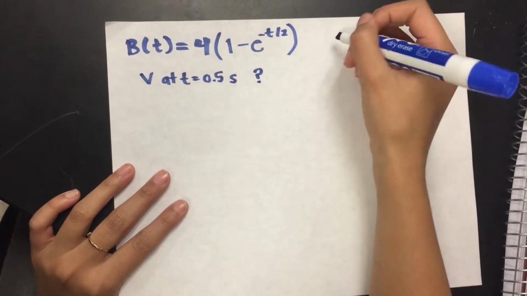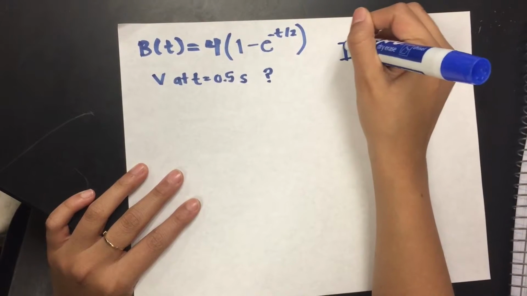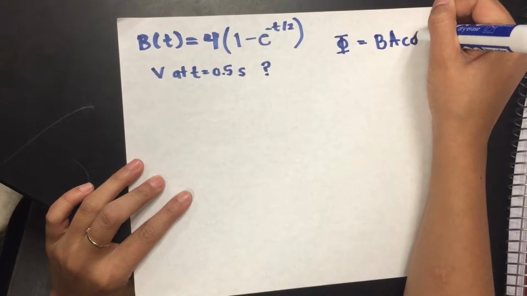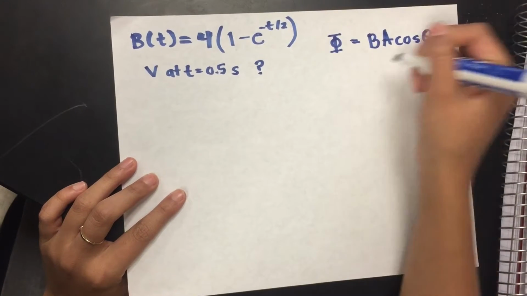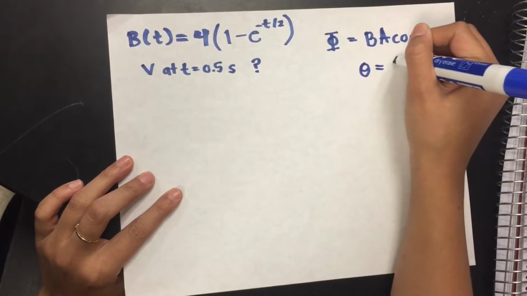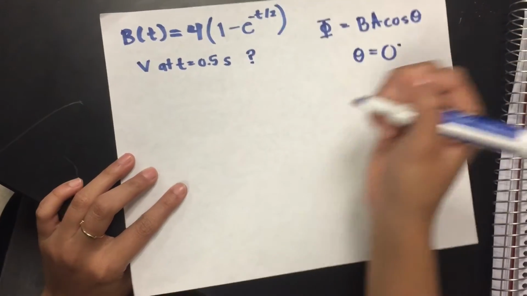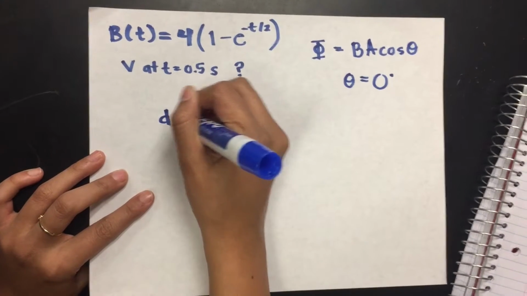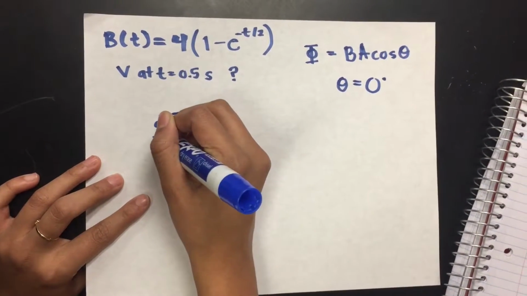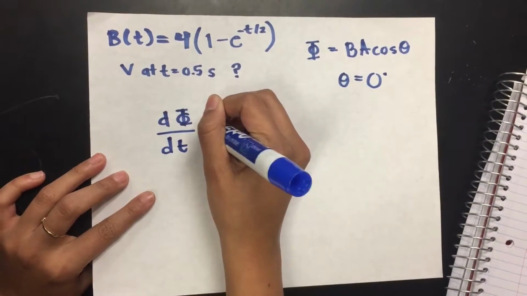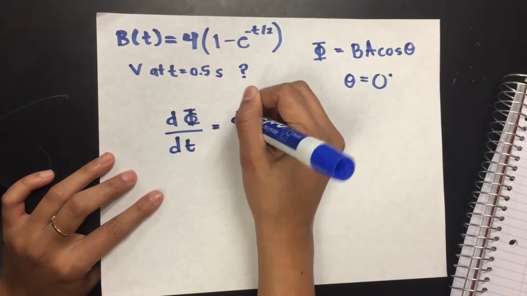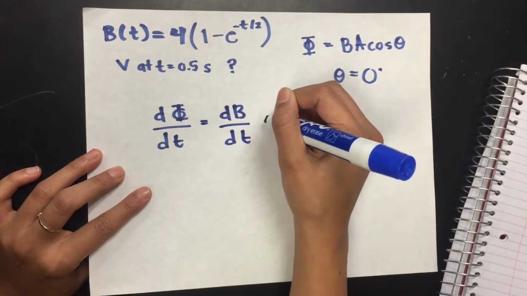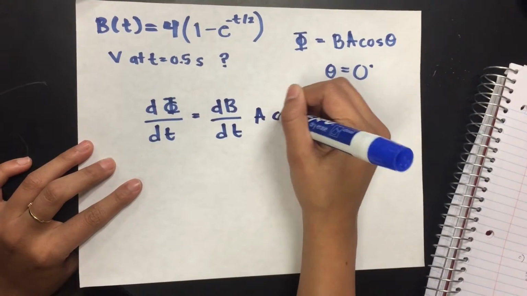Okay, so we are given that the magnetic field strength decreases from 4 to 0 teslas following the function B(t) equals 4 times 1 minus e to the negative t over 2, and we have to determine the voltage at 0.5 seconds. So following that, volts equals N d flux over dt. We first have to find the flux, which is equal to the field times A, the area, times the cosine of theta. But we know that theta equals 0.